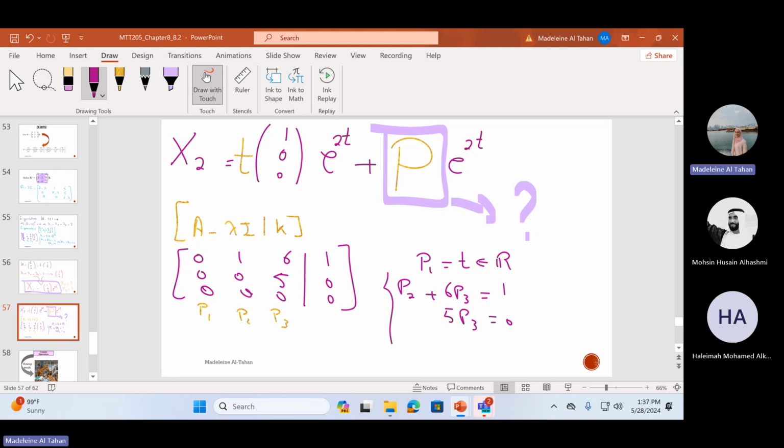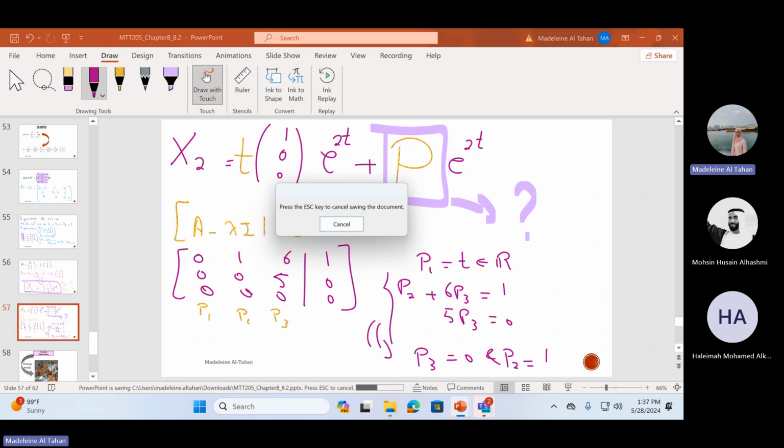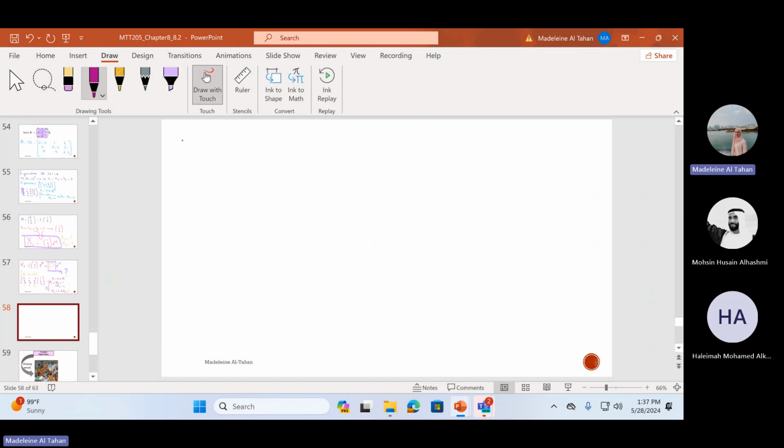You get the system, right? Yes. What's P3? Two. Okay, and P2 will be? One. Okay, what will be P now? P is equal to what? P is 1, 0, 0, right? So P is equal to P1, 0.